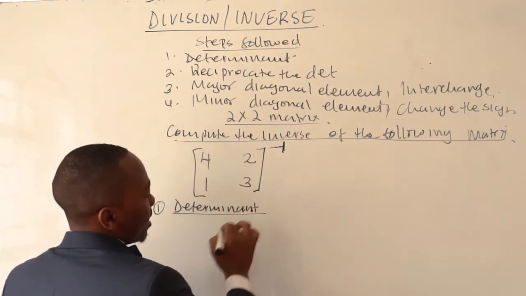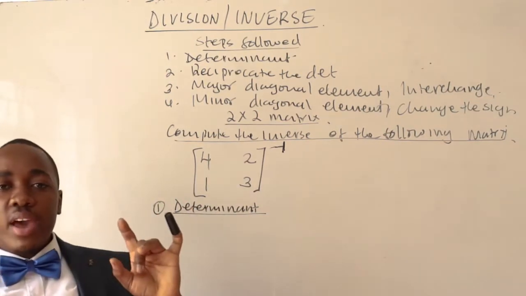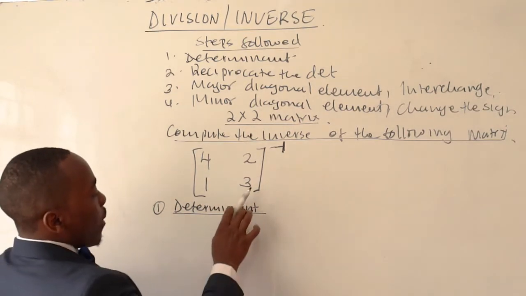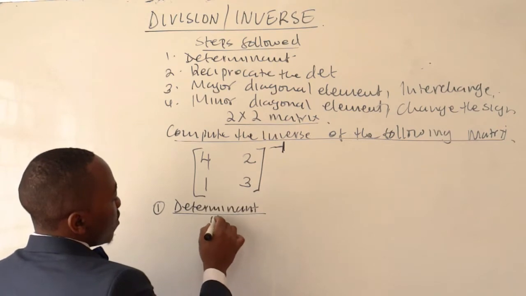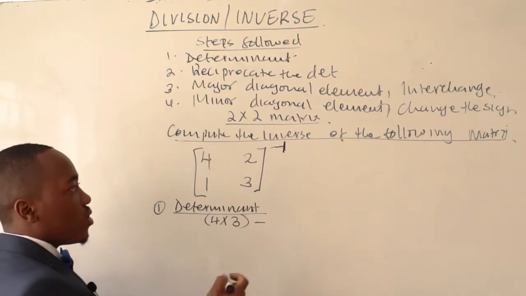And how do we get the determinant? This is how we get the determinant. We say that for the determinant, you take the major diagonal element minus the minor diagonal element. So for example, in this case, our major diagonal elements are 4 and 3. So you take 4, you multiply by 3, minus the minor diagonal.